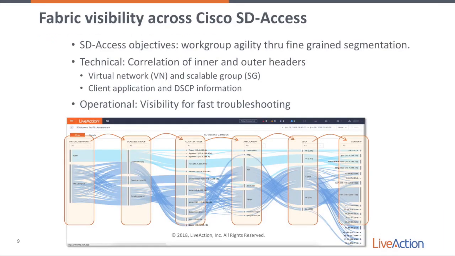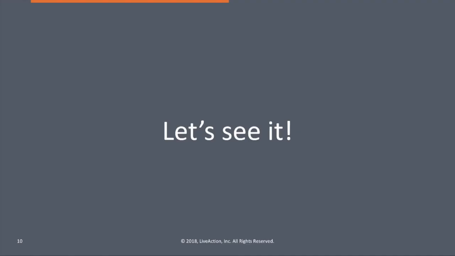The value proposition for Cisco's SD-Access is it really provides fine-grained segmentation at the macro level or virtual network level, along with a micro level or scalable group tag level. Now, LiveNX is able to cross-correlate all of this information together to provide visual analytics in the form of a Sankey diagram that you see here for faster troubleshooting as well as verification for SD-Access. So let's see how all of this comes together.